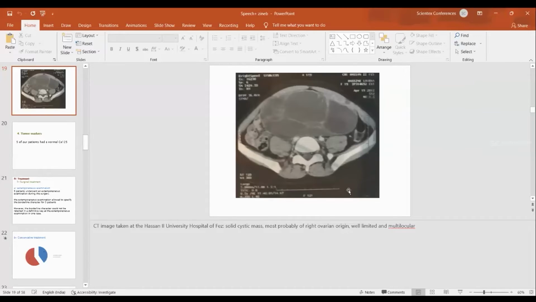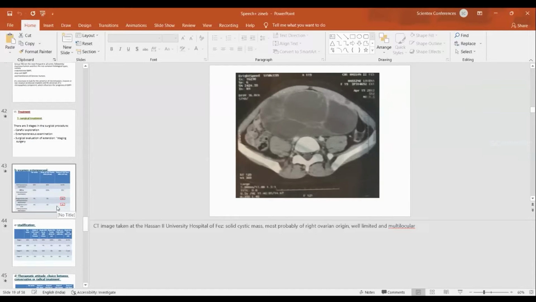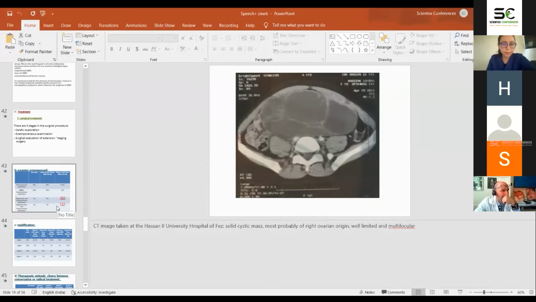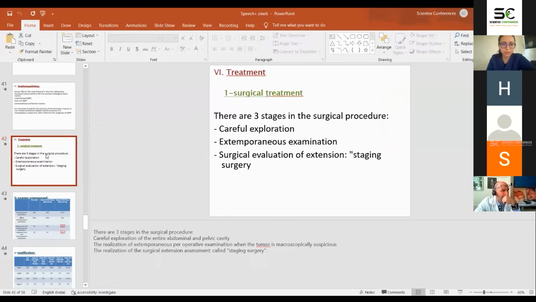Concerning the treatment, we'll start with the surgical treatment. There are three stages in the surgical procedure. First of all, careful exploration of the entire abdominal and pelvic cavity, the realization of extemporaneous operative examination when the tumor is macroscopically suspicious, and the realization of the surgical extension assessment called staging surgery.